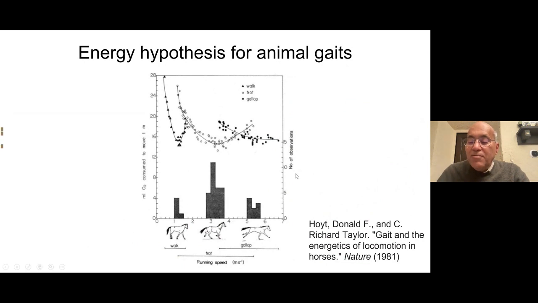So an animal which wants to move at a certain speed, and that speed could be dictated by the need of the task. Like if a tiger is trying to catch a deer, it has to move very fast, right? So even though moving faster uses more energy, it doesn't have a choice. Otherwise, it's not going to be able to catch the prey. And then it's going to switch to a different gait because that is more energetically efficient. So this had been observed by people in biomechanics. Next slide.